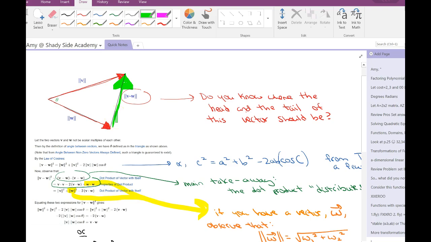Sometimes when you follow a pre-done mathematical proof, there are things you have to add in to make sure you understand every facet of it. So here's the picture, and they're just referencing that the lengths of the triangle's sides are the magnitude of v, the magnitude of w, and the magnitude of v minus w.